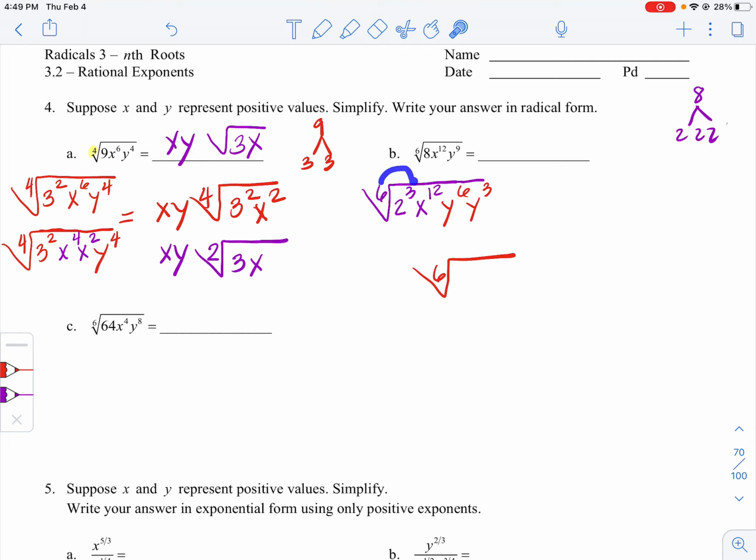So the 6 does not really go with the 3, right? So the 2 to the power of 3 is in. The 6 goes to 12 two times. So you have x squared on the outside. 6 goes to 6 one time. You have 1y on the outside. The 6 goes to 3. No, it doesn't. So the y cubed will stay inside. Normally, that would be your final answer.